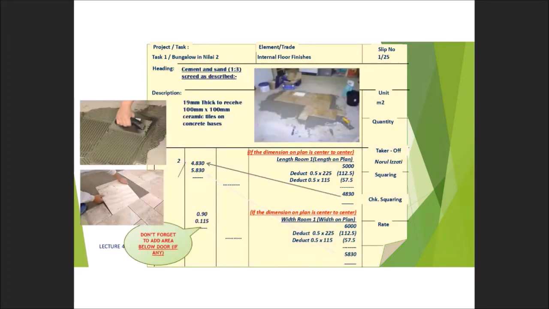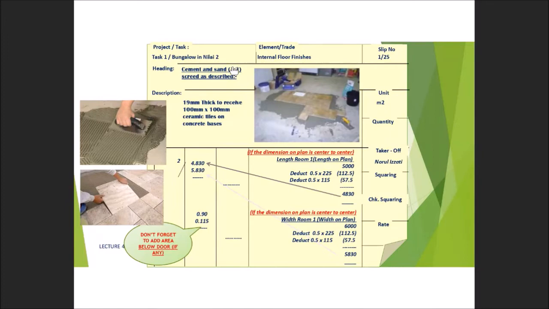Okay, look at the example given. The next one is also an example for the in situ finishes, but this is for screeding. Remember under S.2 you have to write down the cement and sand ratio, the mixture composition. So the ratio for cement is 1 and the sand is 3. This is the common practice.